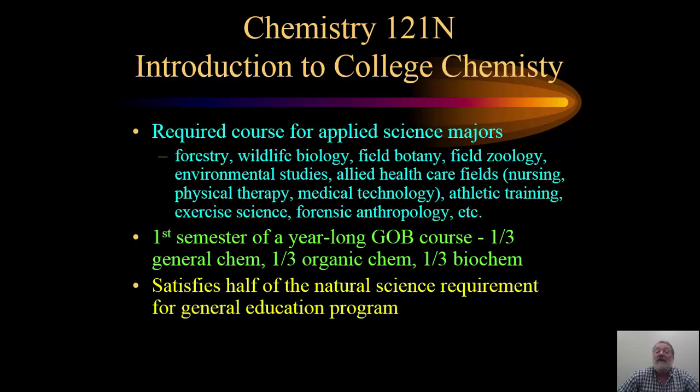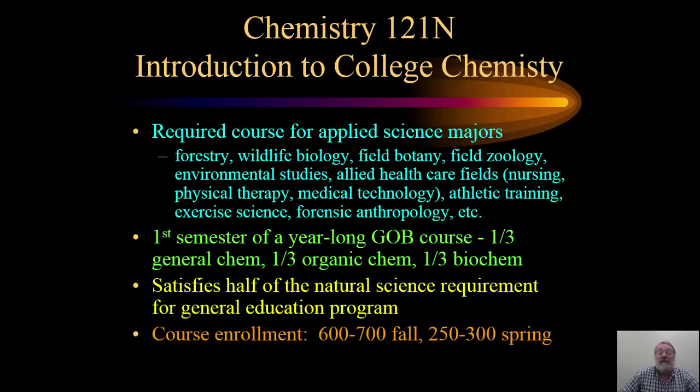So besides the required courses of study that put people in my class, I also have students from other majors that take my course because they want to do the chemistry course because it's gotten to be quite popular. In fact, it usually shows up as number 1 on the list of courses you have to take before you leave the University of Montana. So it's a big class. The course enrollment is 600 to 700 in the fall, 250 to 300 in the spring.